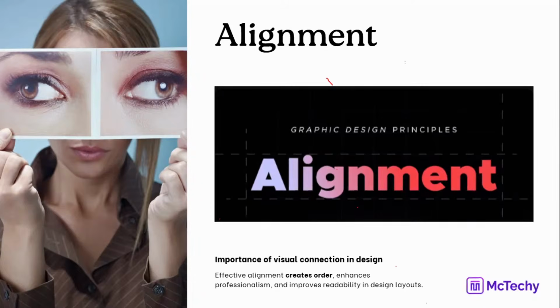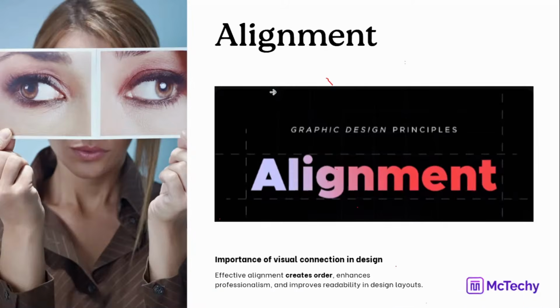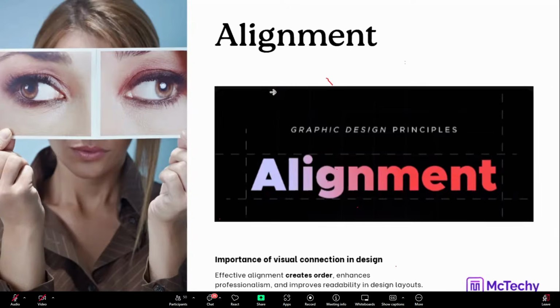I said something about UI design guiding the user's eyes. If all your designs are scattered, the user does not know where to look. So if you now arrange your design in a specific way, that is alignment.